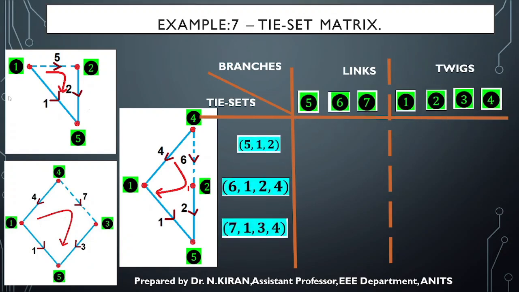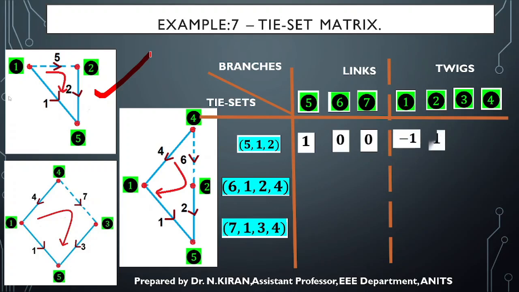So first we'll enter the links 5, 6, 7 and later the twigs 1, 2, 3 and 4, and correspondingly we will enter the tie sets according to the order of the links. So first, fifth link is in the same direction as loop direction, so it is +1. 6 and 7 are nowhere related to the first tie set, so it is 0. First twig is in the opposite direction, -1. Second is the same direction, +1. 3, 4 is nowhere related, 0.